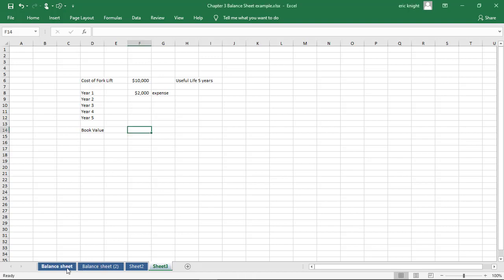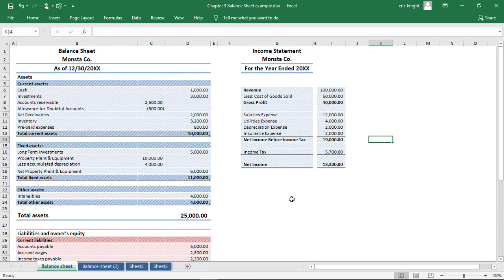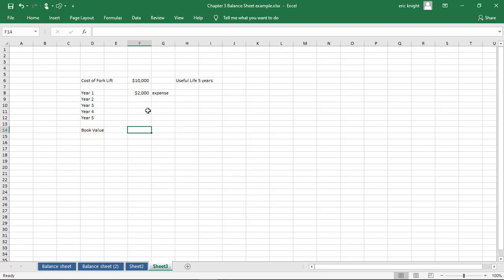So if you look at the income statement, you'll see that only $2,000 is used as our depreciation expense. However, the value of that equipment on the books is now $2,000 less because we used up $2,000 of it. So our book value is going to be the cost that we originally paid, called the historical cost, minus all the expenses we've taken for depreciation up to now. So in the first year, our book value is $8,000.